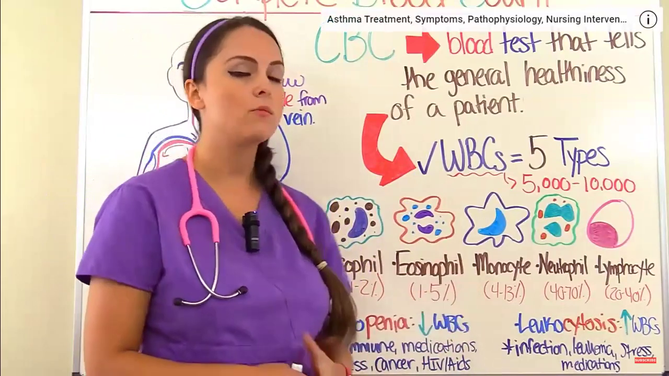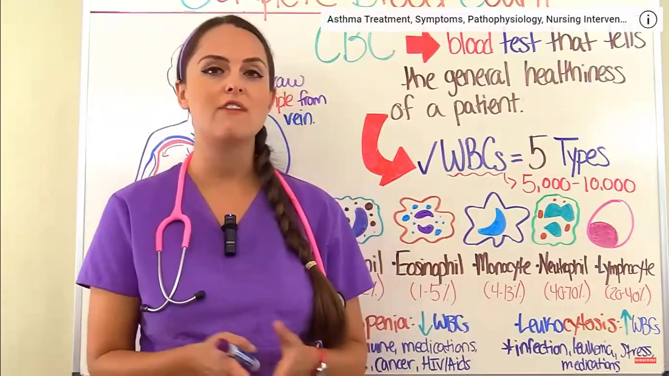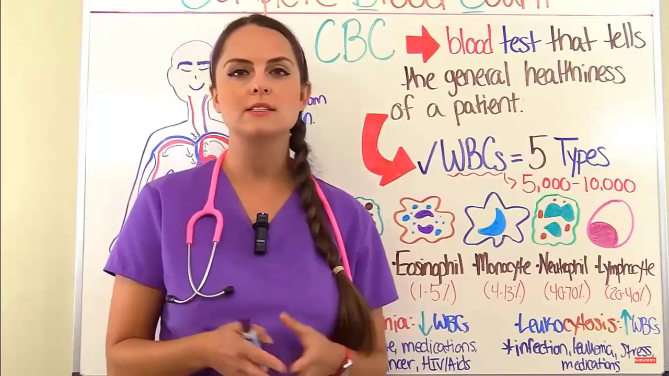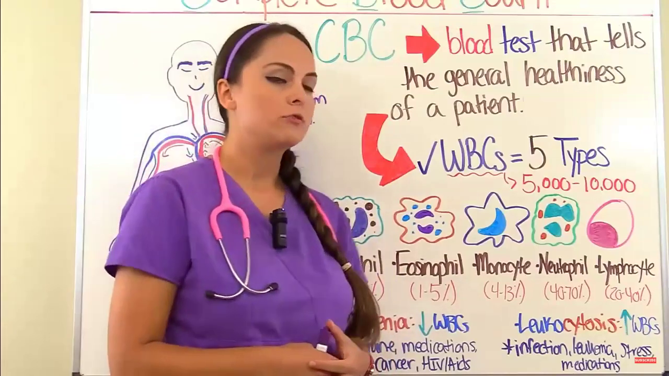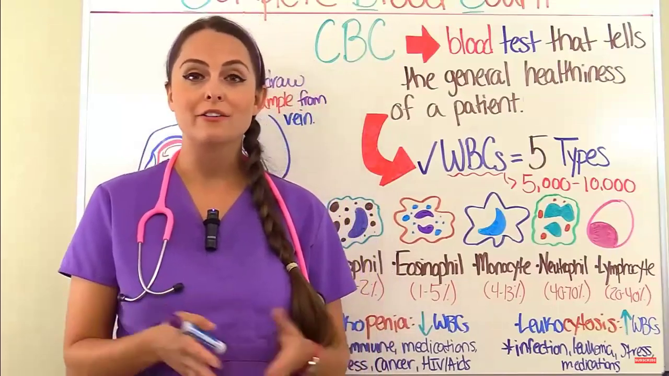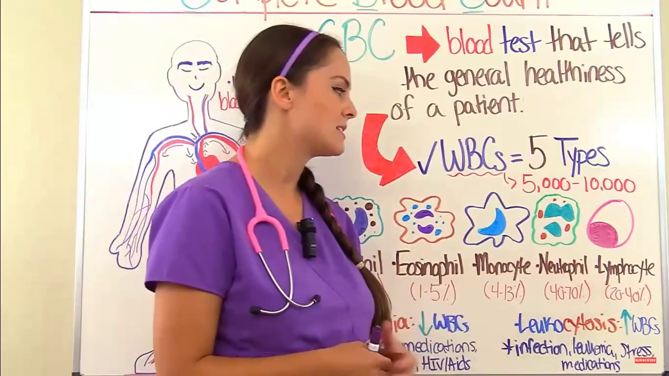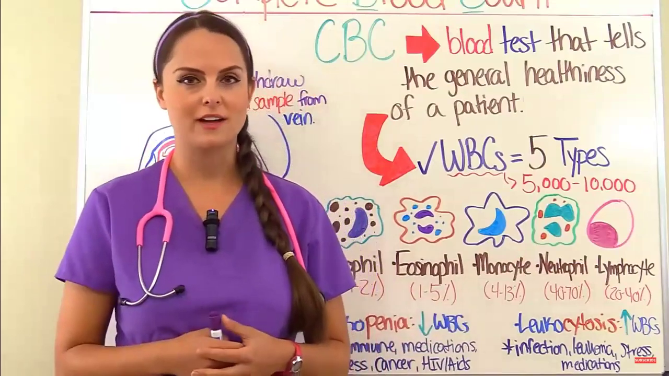Then we have the monocyte, which plays a role with fighting infection and those foreign substances that may invade our body. Then we have the neutrophil, which plays a role in bacterial infections. And then lastly, we have the lymphocyte, which plays a role with viral infections.